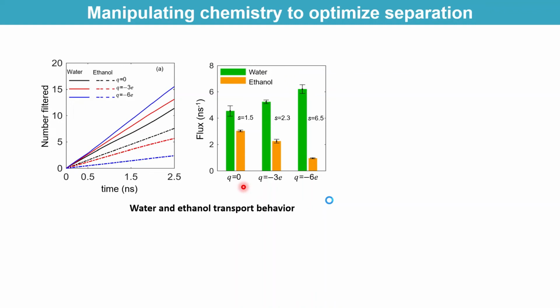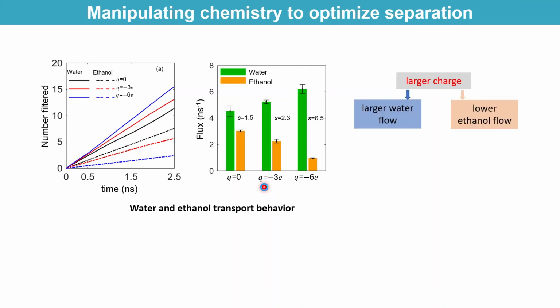So what we say is that when the edge of the graphene pore is neutral, we have something like here, and when we increase the charge, what we found is that the flux of water increases, and meanwhile the flux of ethanol decreases. So what this means is that now we have enhanced selectivity, which is very valuable. In addition, we have a higher flux of water. That means that we can get rid of water in a shorter period of time.